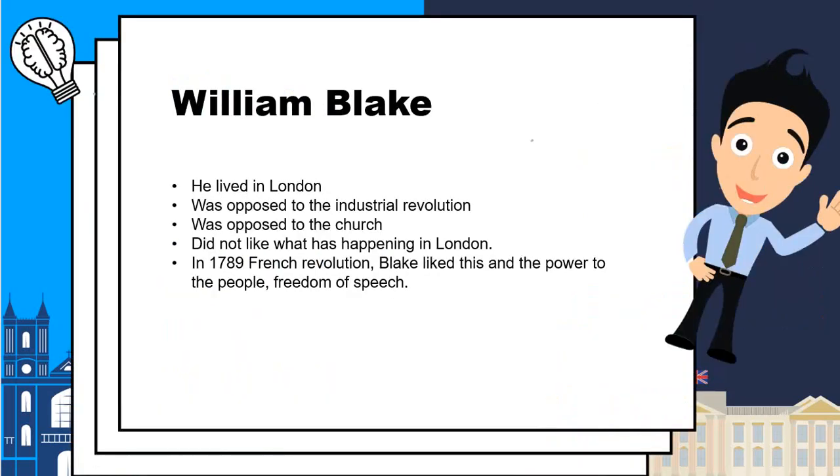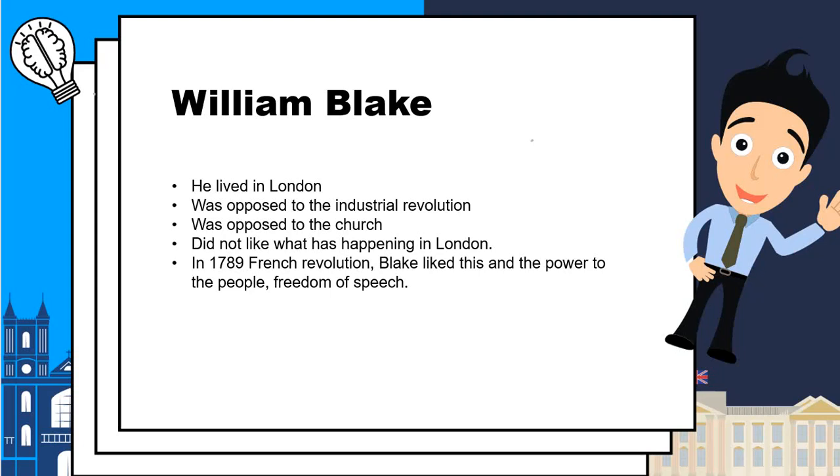So before we start, let's think a little bit about William Blake. It's always interesting to know a little bit about the poets, what their thoughts were, the context, what was going on at the time that the poem was wrote, helps us develop our understanding. So William Blake, he lived in London. At the time there was the Industrial Revolution. He was opposed to the Industrial Revolution.